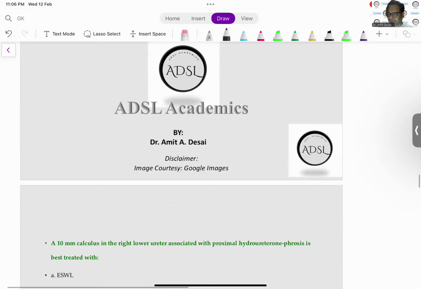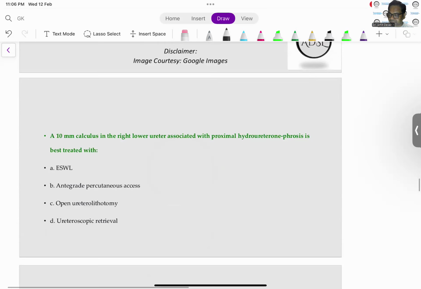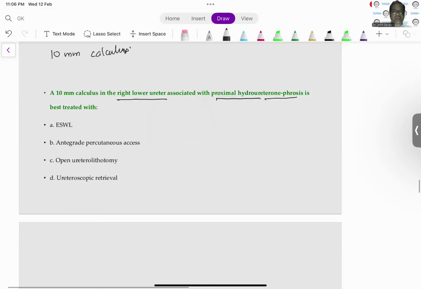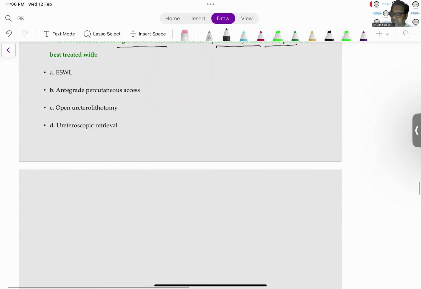Now let us look at the next question. A 10 mm calculus is in the right lower ureter, associated with proximal hydroureteronephrosis. How will you best treat it? Let us see the algorithm for treatment of ureteric calculi.